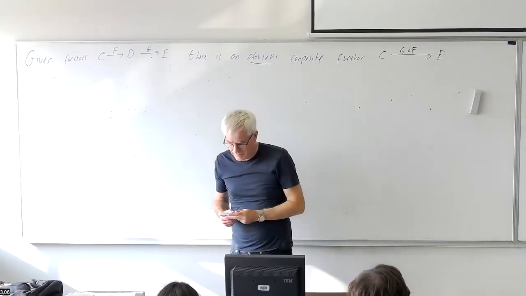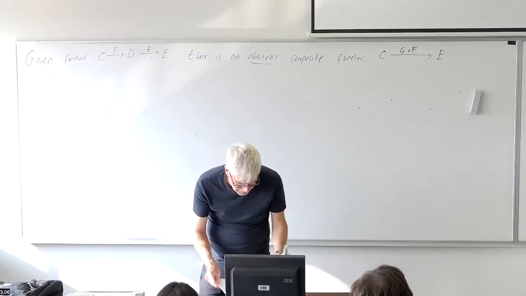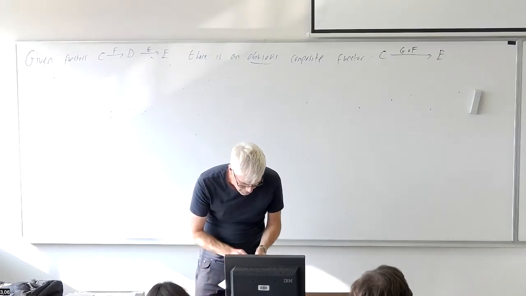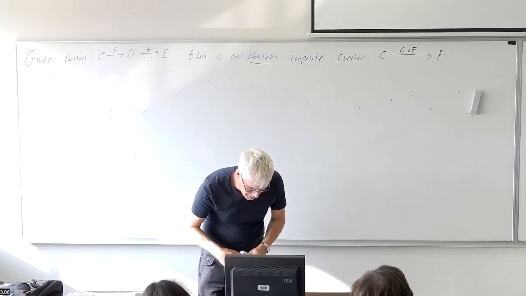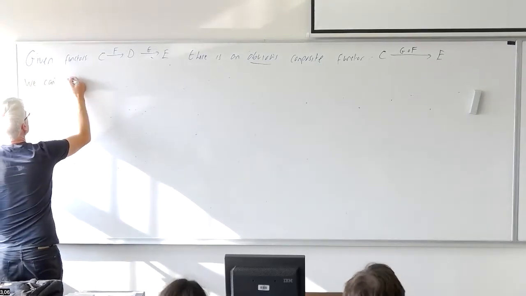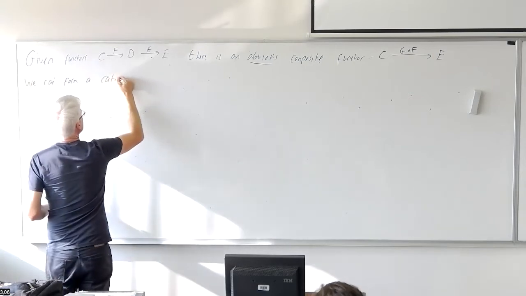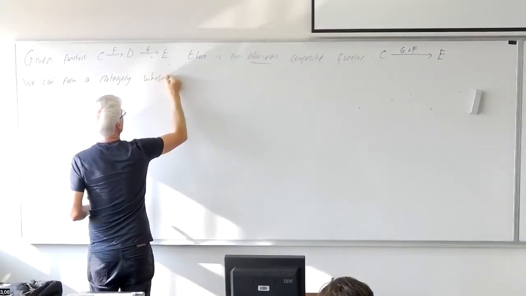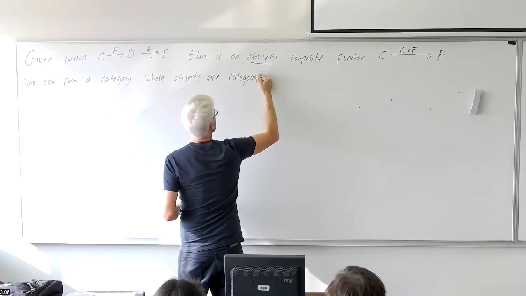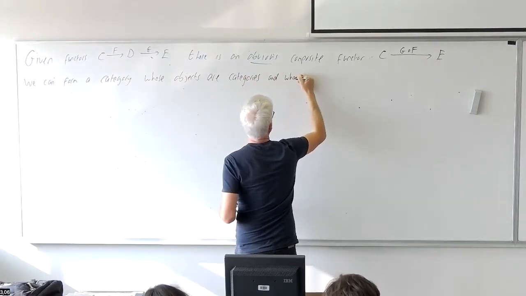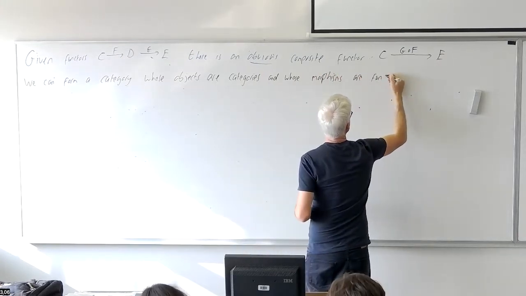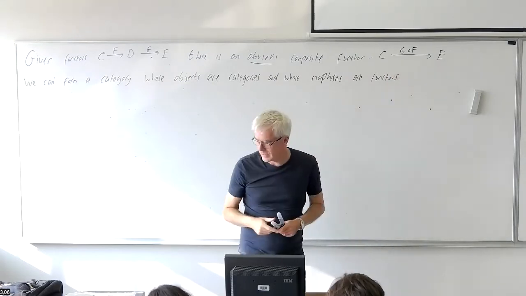So in other words, we have a category of categories and functors. So I just want to be careful how I say this. So we can form a category whose objects are categories and whose morphisms are functors, okay.